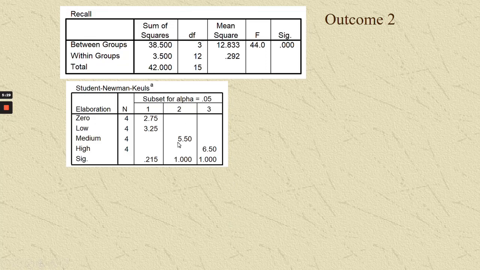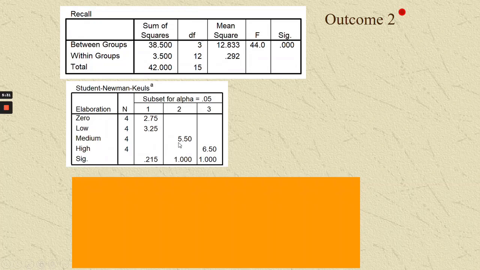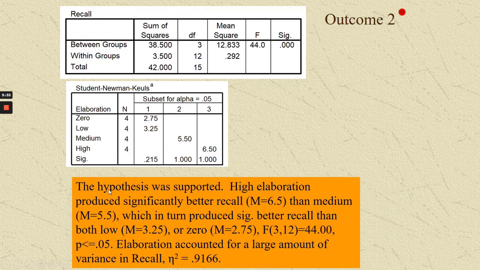Okay, so outcome 2. The hypothesis was supported. Here we have high elaboration produced significantly better recall than medium, which in turn produced significantly better than both low or 0. So these two are in the same bucket.